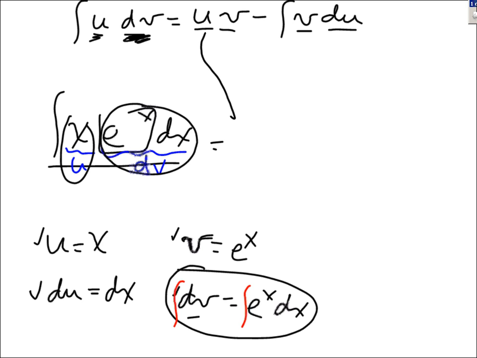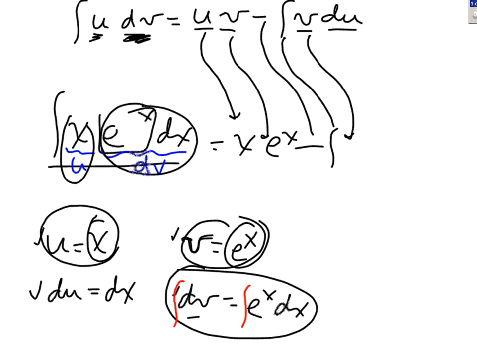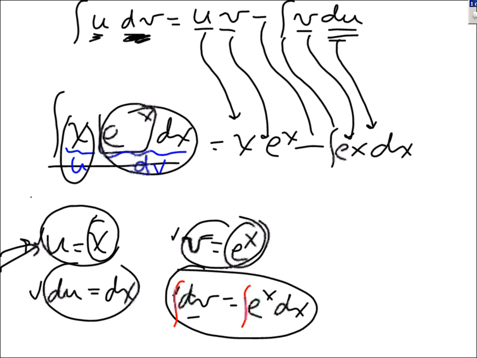So first I write down u, which is x. And then I write down v, which is e to the x. Then I write down a minus sign. Then I write down an integral sign. Then I write down v, which is e to the x. And then I write down du, which is dx. Now, if you made the correct u substitution, you should now know this integral.